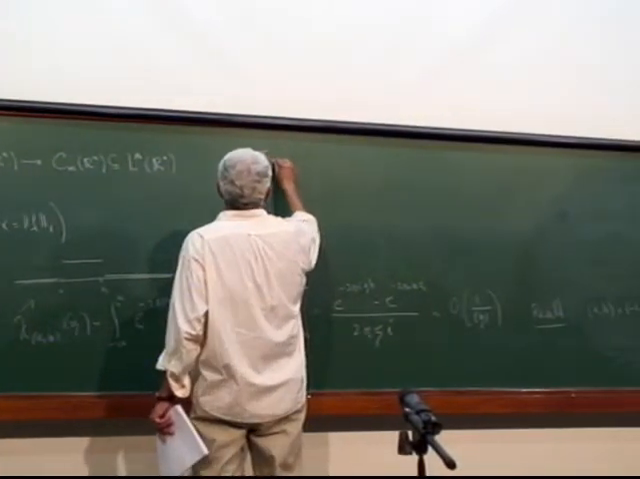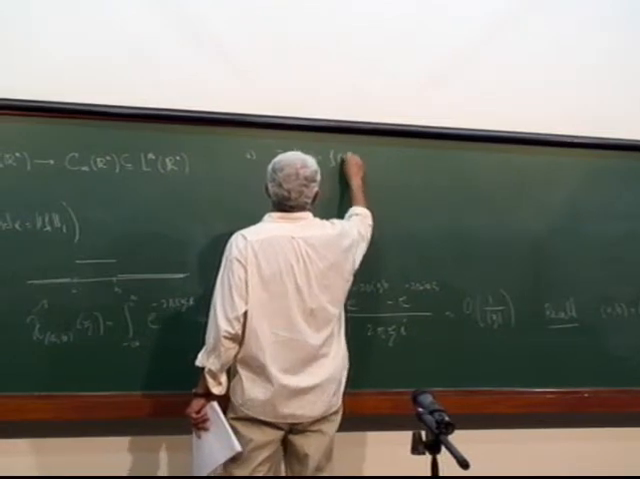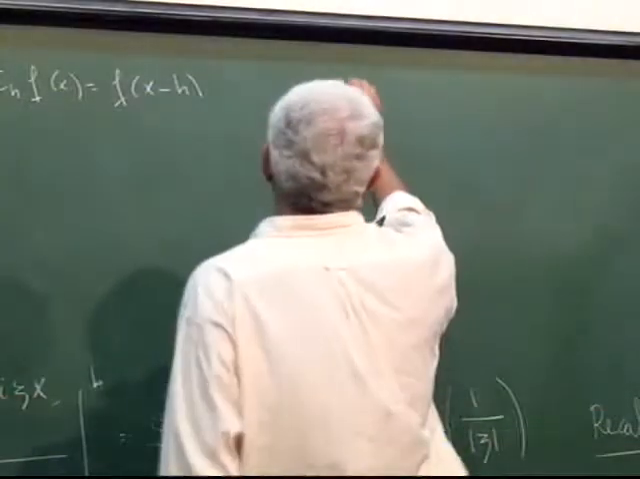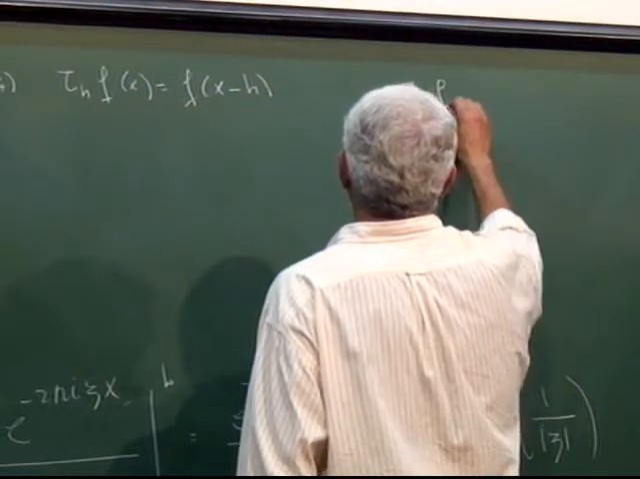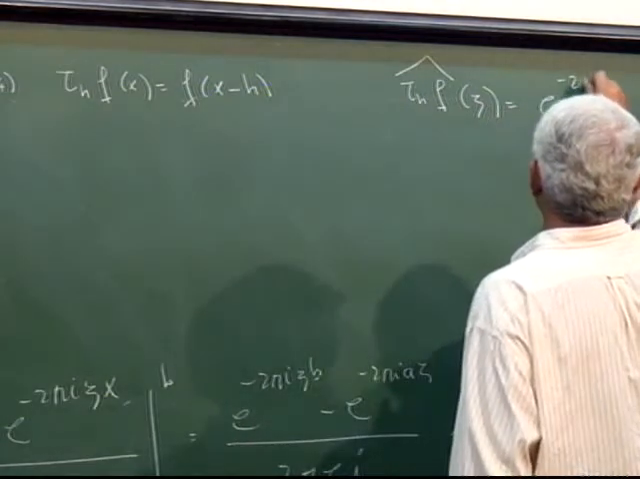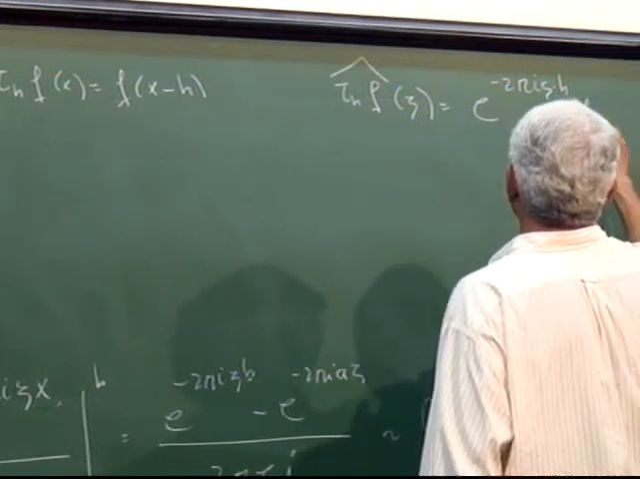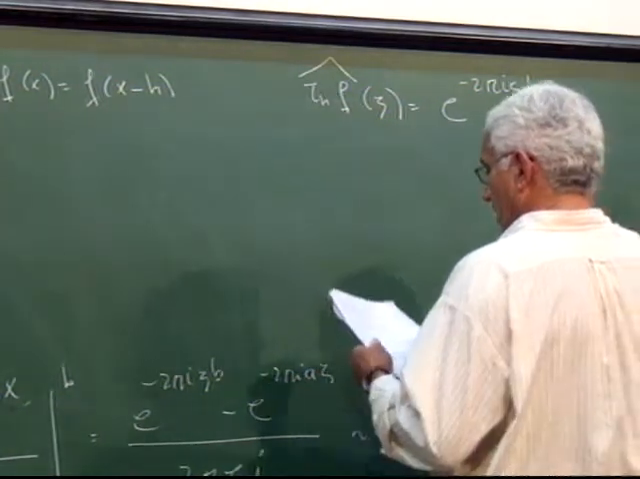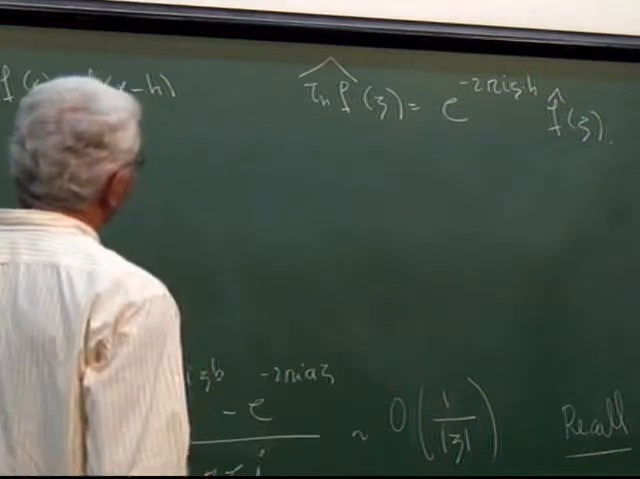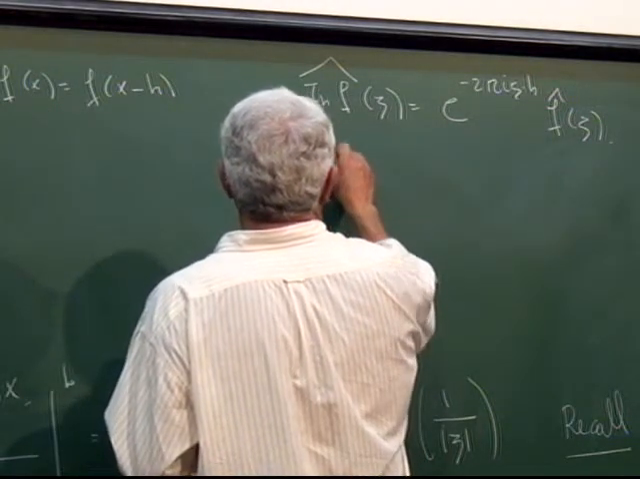What is the relation with the Fourier transform if you translate a function, meaning you move it to the right? If you take the translation and then take the Fourier transform, this is equivalent to multiplying the Fourier transform by this number, I believe. Yes.